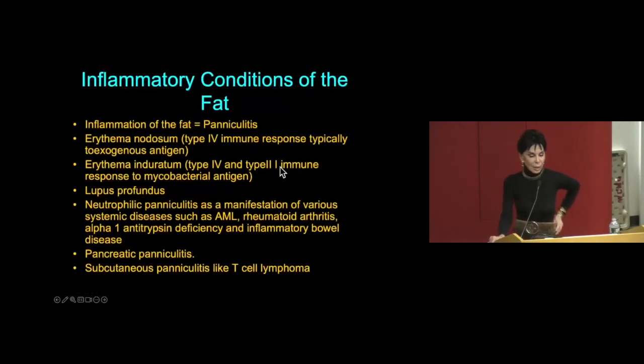And finally, we'll talk about briefly inflammatory conditions of the fat. And inflammatory conditions of the fat basically equal panniculitis. And panniculitis is a very fascinating and somewhat complex topic. Oftentimes, panniculitis can be a manifestation of systemic disease. For example, erythema nodosum can be a manifestation of a type 4 immune response to an exogenous antigen, but it can also be seen in patients with sarcoidosis and Crohn's disease.